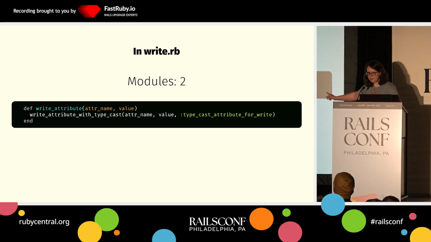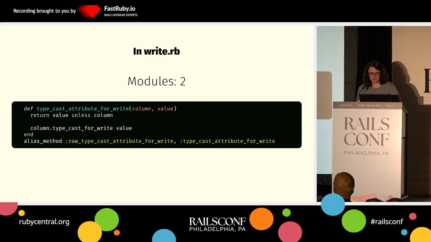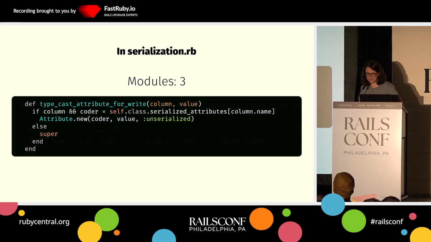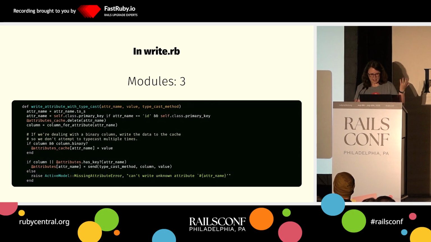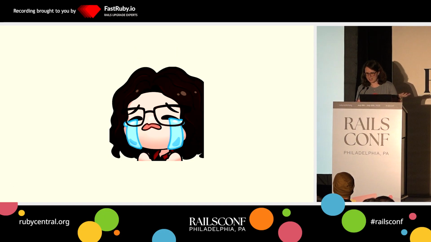Now we have to resolve typecast attribute for write. Okay, let's see its definition. Oh wait, sorry, hang on. Typecast attribute for write also gets overwritten in a separate module, serialization. So we're running through 3 different modules, and we go back to write again, and yeah, no, it's not great. To be clear, we're not even close to being done with writing yet, and we've already gone through 3 different modules.